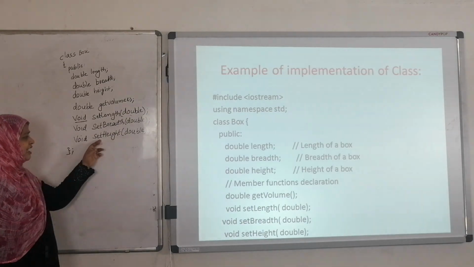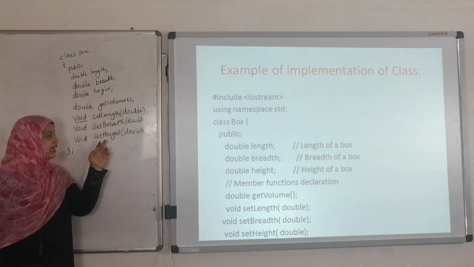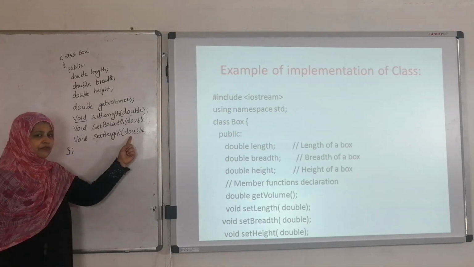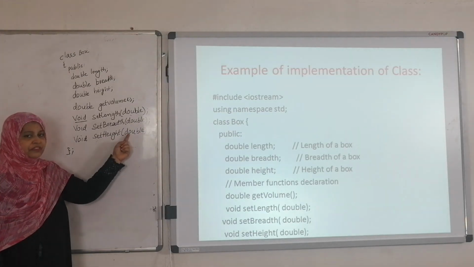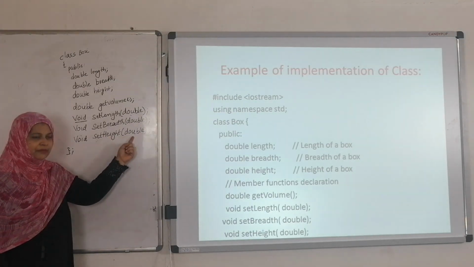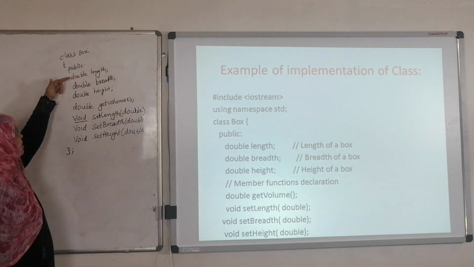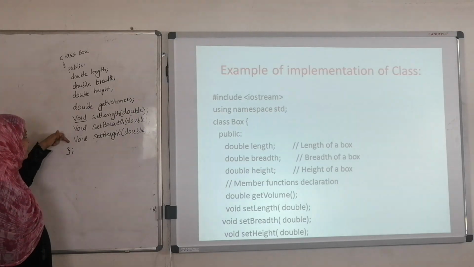In the third function, set height, we set the height of that particular box. Here we are passing only one parameter in this function, and the data type of that parameter is double, and the return type is void.